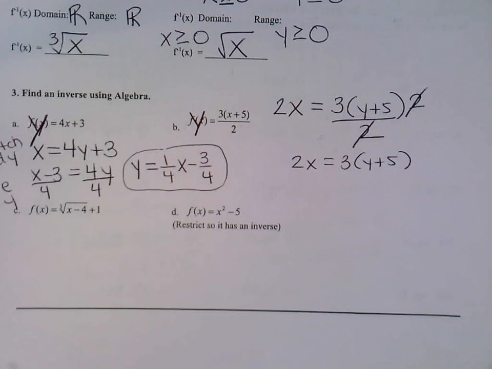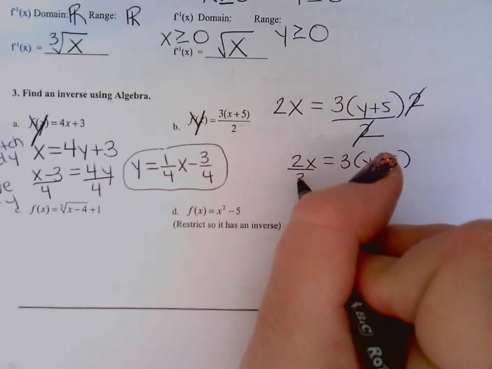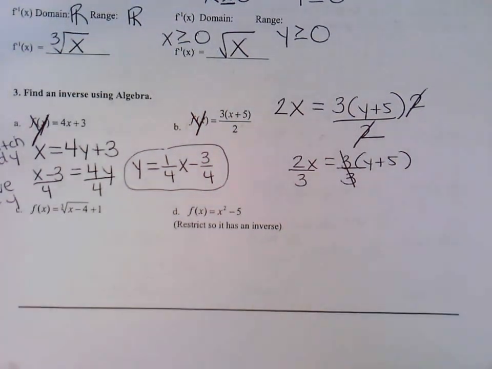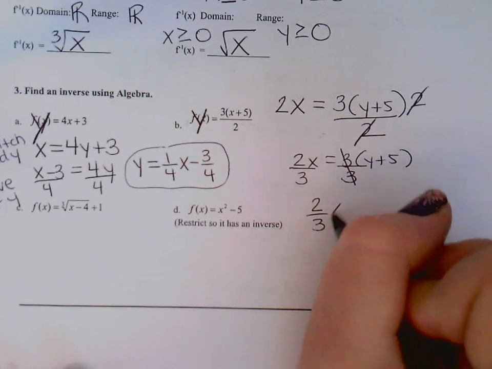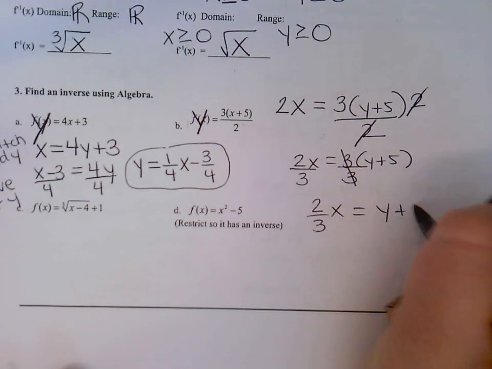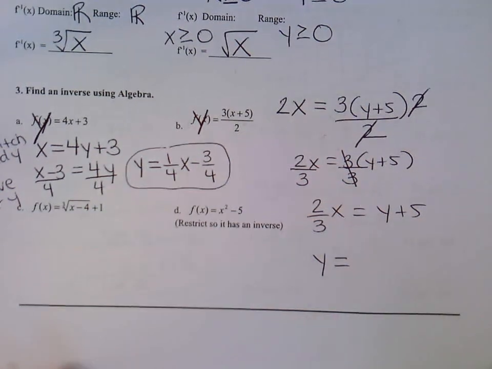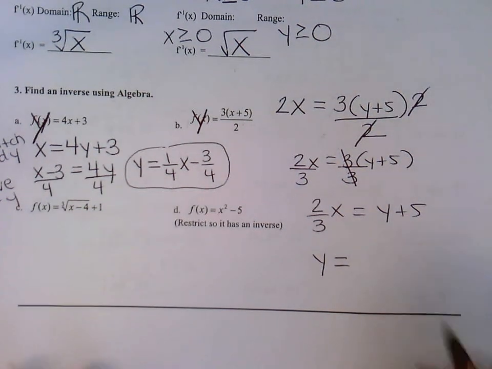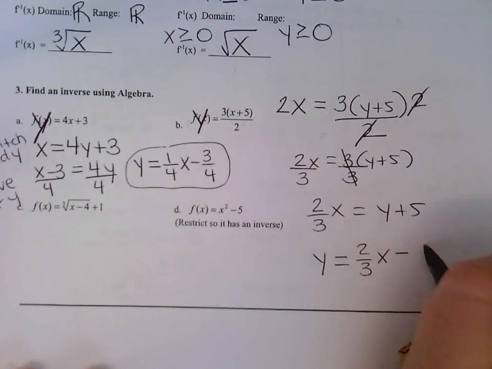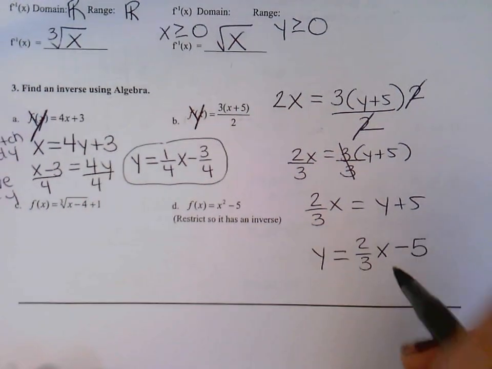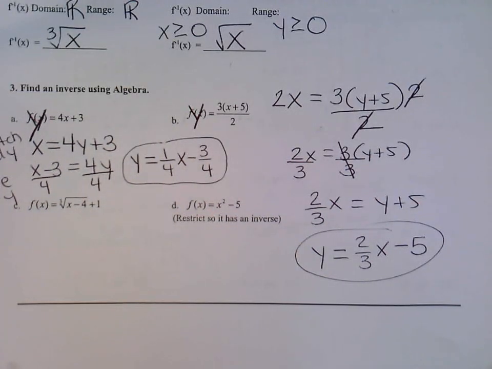Don't distribute it because you're still going to have to divide by 3 at the end. So I would just divide by 3 at this step personally. That gets rid of the 3. So now you have 2/3 x equals y plus 5. So what's your final equation to solve for y? x, yep, minus 5. Didn't have to graph it. Just use algebra.